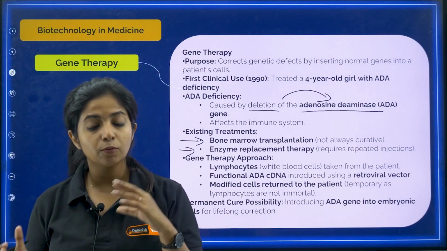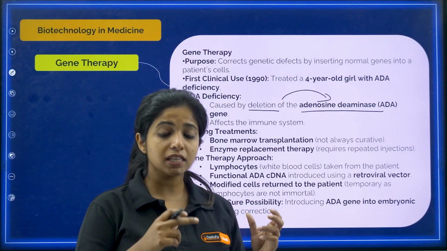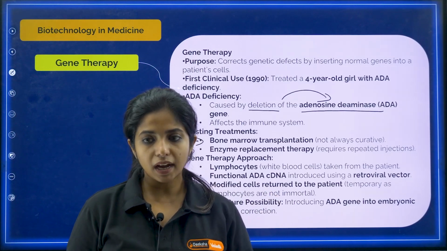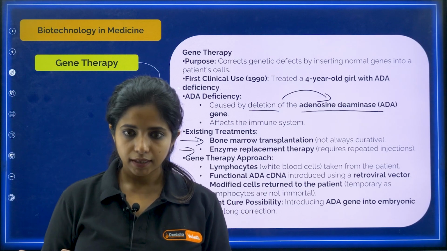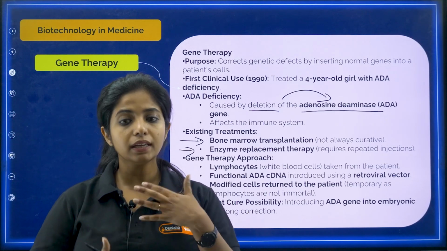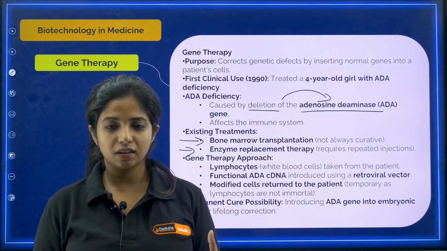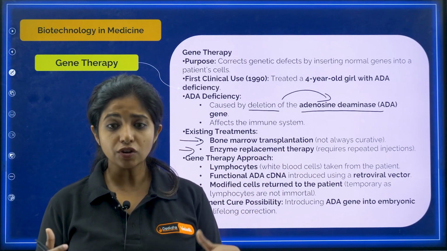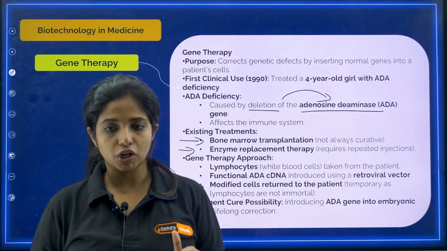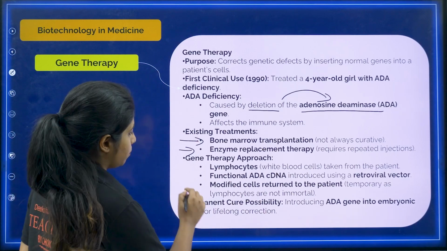Now there was enzyme replacement therapy where basically the enzyme was given. But again, you need repeated injections for that. So all this is not completely curative because you need repeated injections. Then came the gene therapy approach.